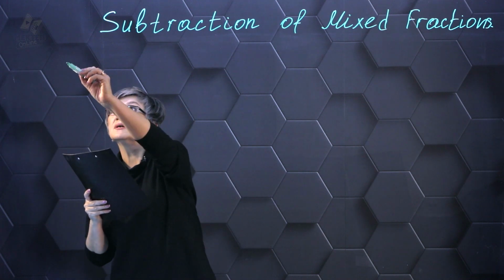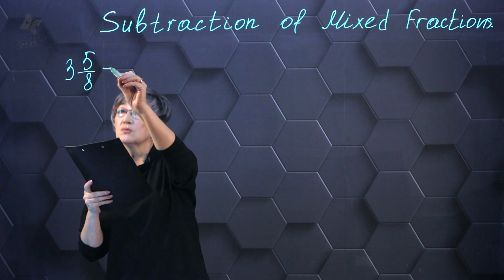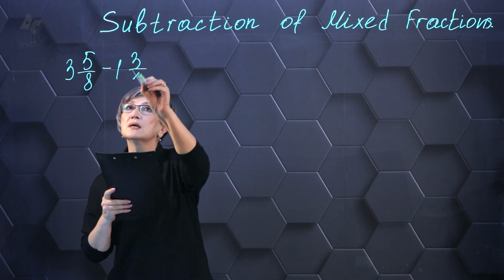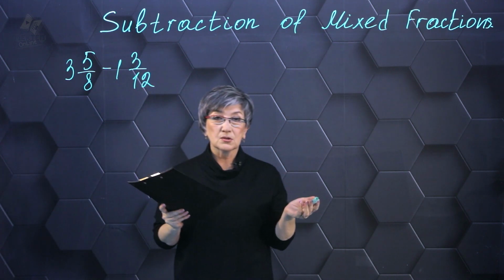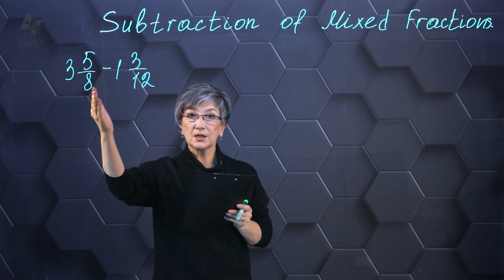So our example looks like this: 3 5/8 minus 1 3/12. So what are we doing? We see two mixed numbers or mixed fractional numbers.